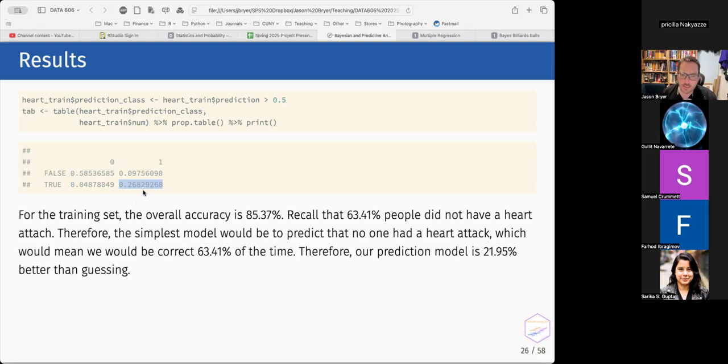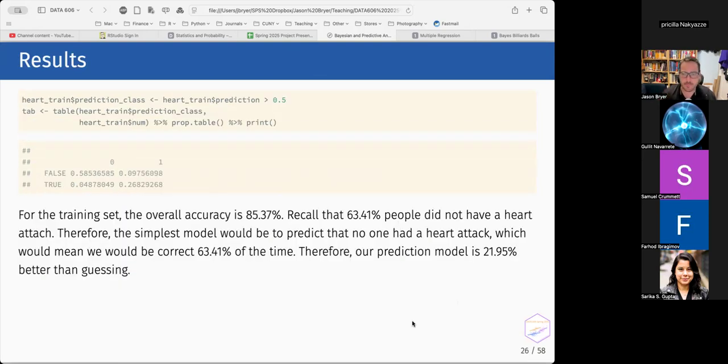So my overall model accuracy is going to be this 26.8 plus 58.3, which is 85.3. Our base success rate was 63, which means my model is almost 22% above guessing. So I will say that's pretty high. I picked this data set because it works kind of well. So that's a really good improvement.